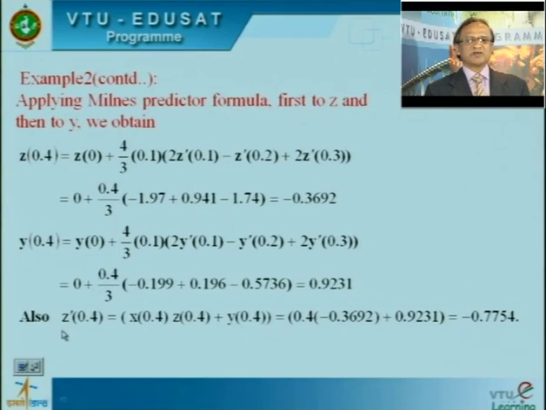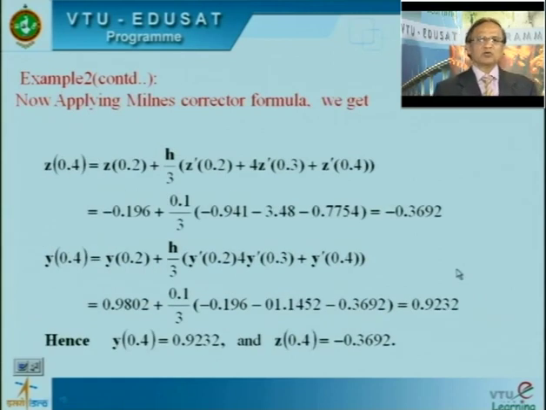So, exactly in a similar way we can obtain y single prime at 0.4. You know all the values, substitute and simplify, you will get minus times of 0.7754. Okay.